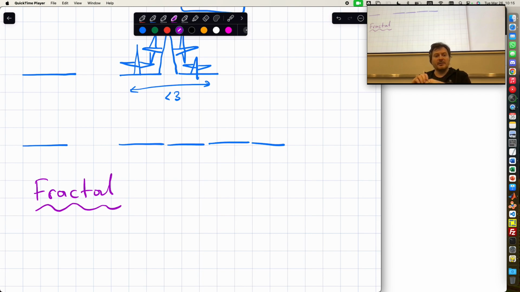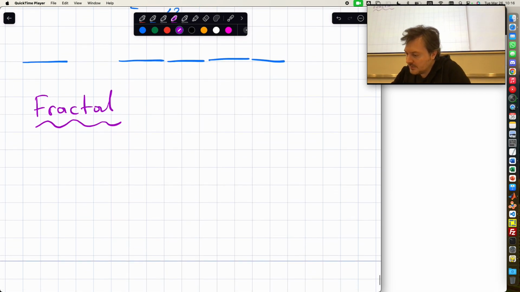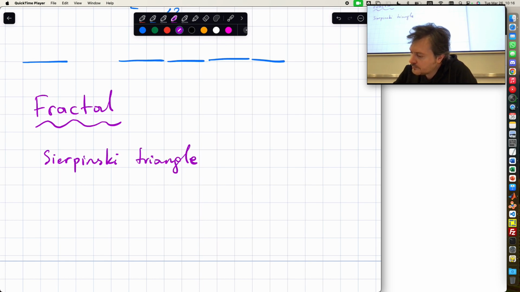So fractals are these structures that have fractional dimensions, and you basically form these fractals by putting together the same things over and over again. Let me give you another example of a fractal. Sierpinski triangle. Here's how you get it.